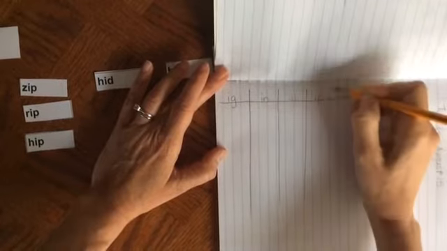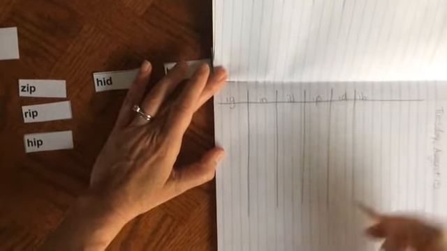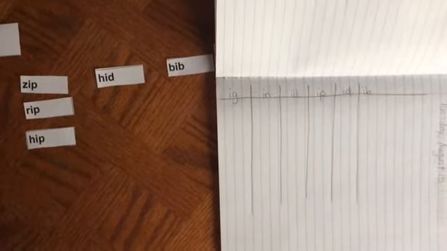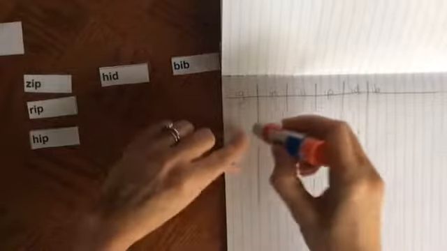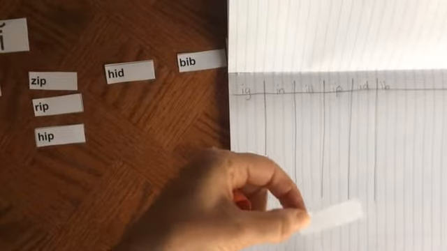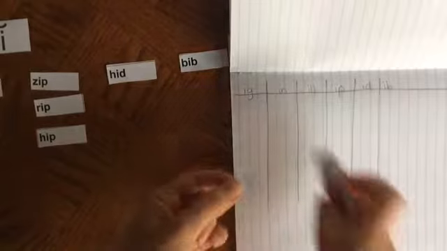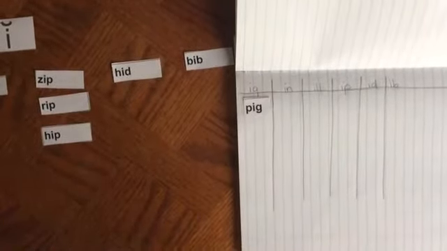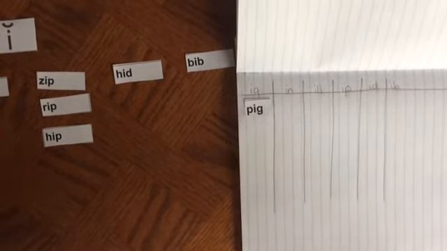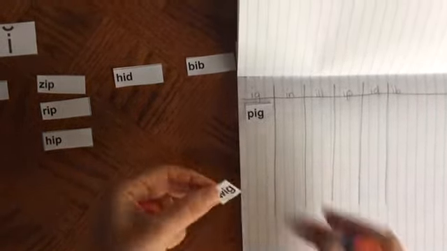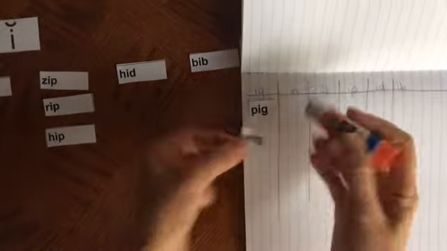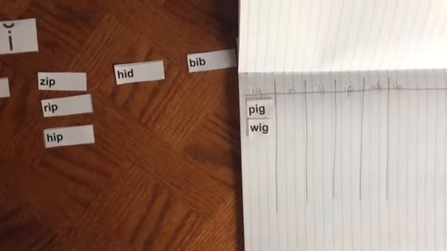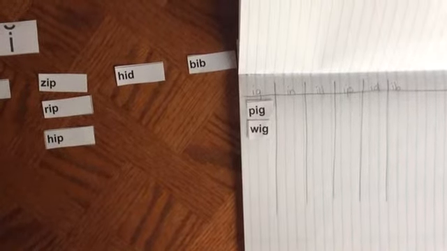And then the only difference is this time they glue the words. So you have to be a little careful about leaving enough space. I'll just do a couple for you. I don't think I left enough space for mine, but you could always cut the words, trim the words up a little. Okay, so pig would go there. Wig would go here, until all of the words have been glued into the notebook in the correct groups. That's day 2.